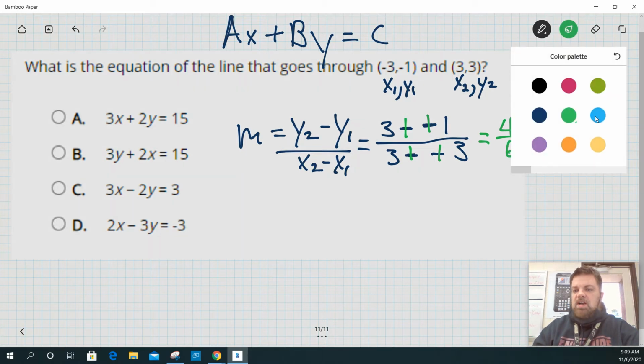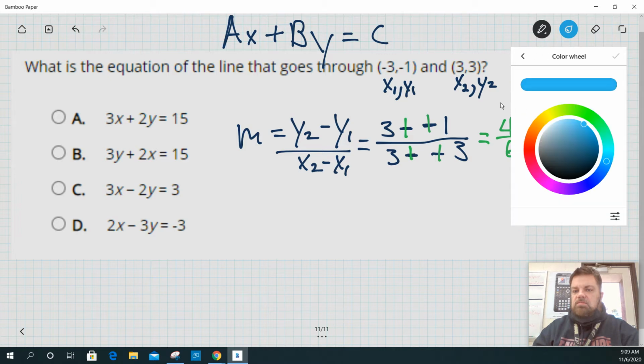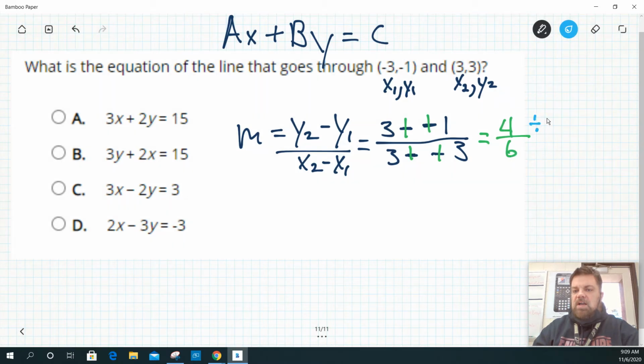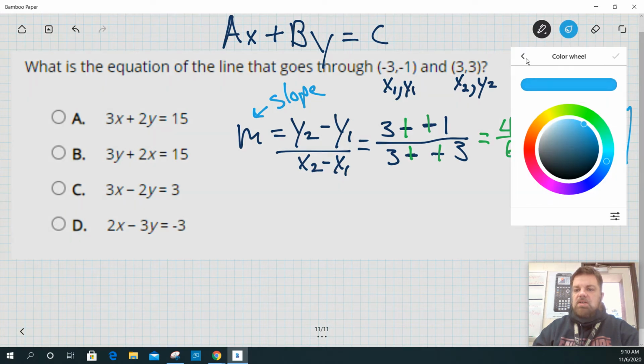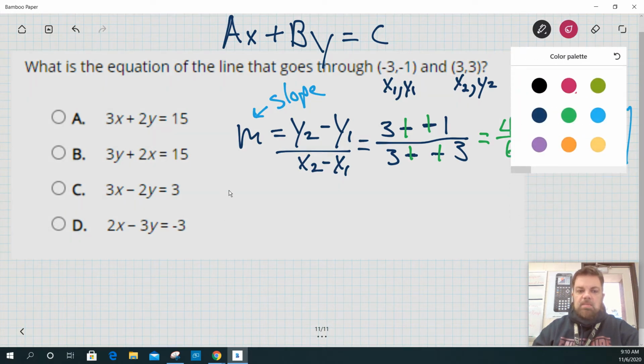Now, from here, I can reduce this. 4 and 6 are even numbers, which means they're both divisible by 2. 4 divided by 2 is 2. And 6 divided by 2 is 3. 3 and 2 are prime numbers, so my slope, m, remember this is the slope, my rise over run, is 2 over 3.